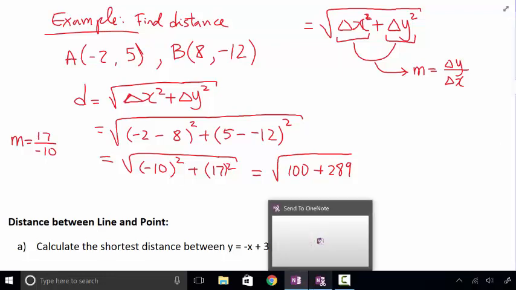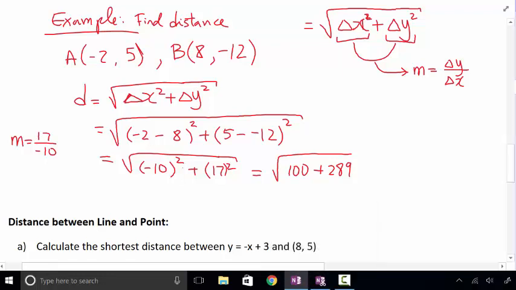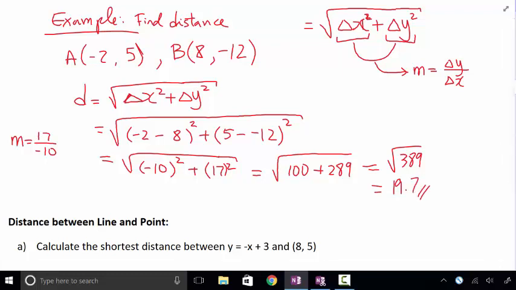Which order you put it here doesn't matter, because you're going to square it and get a positive number. So you get 389, so the square root of 389. Okay, and then what is that? 19.7. So about 19.7. Is that okay? Okay.